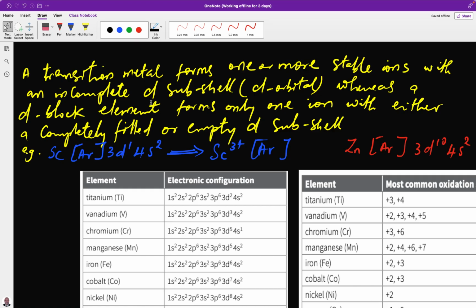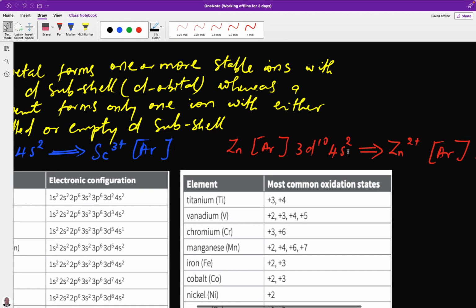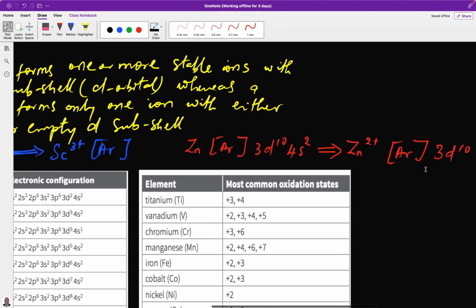For instance, I'm giving an example of scandium. Scandium has argon plus 3d1 and 4s2, and when it forms an ion, it forms only one ion with an empty d, it has no d subshell. Then again, zinc has argon 3d10 and 4s2. Zinc forms an ion by losing all the 4s orbital electrons. So it has only 3d. So zinc forms zinc 2 plus with a full d subshell.